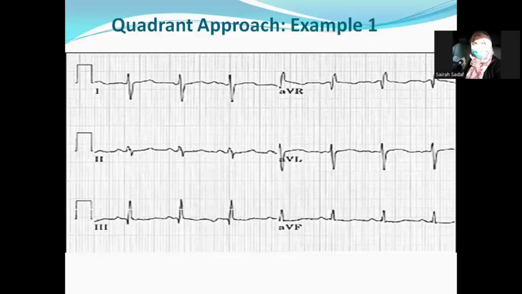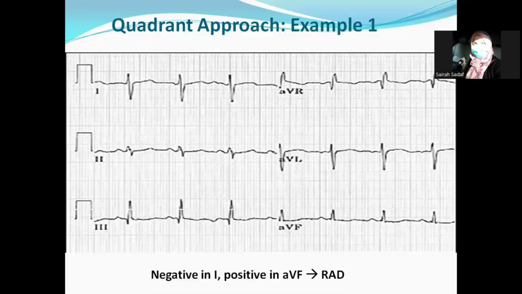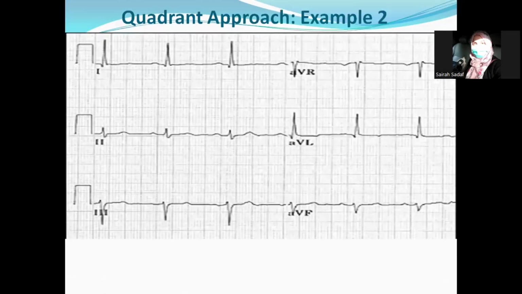Now tell me here. Now see, lead 1 is negative and AVF is positive. So which axis is this? Right axis. Okay, everyone, now you got it. Great, and I'm happy that you understood it very well. It's right axis deviation. Now, which axis is this?